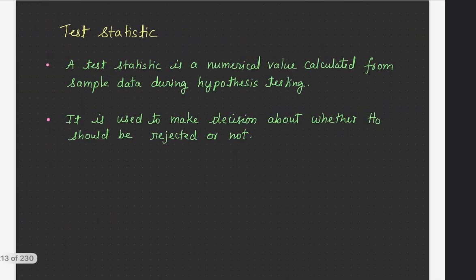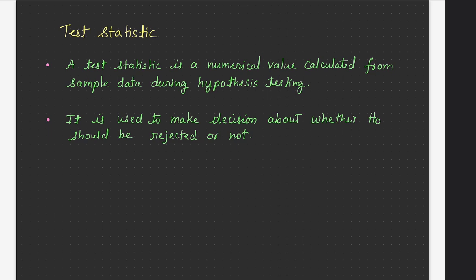Next we see what exactly a test statistic is. I mentioned it earlier in the different steps involved in hypothesis testing. Once we formulate the hypothesis, we need to find an appropriate test statistic for that hypothesis. It depends on the data type, as I mentioned, and also on the distribution. A test statistic is a numerical value calculated from sample data during hypothesis testing. It's just a numerical value.